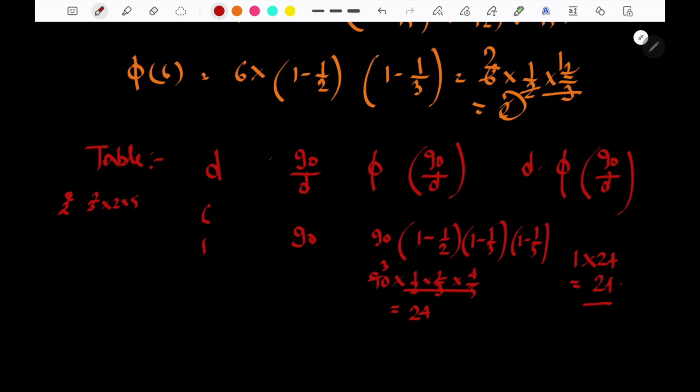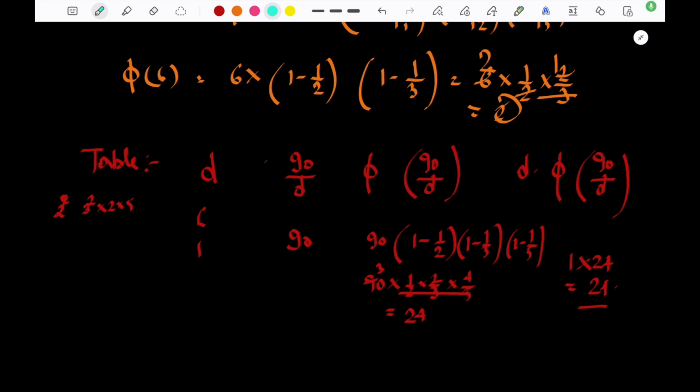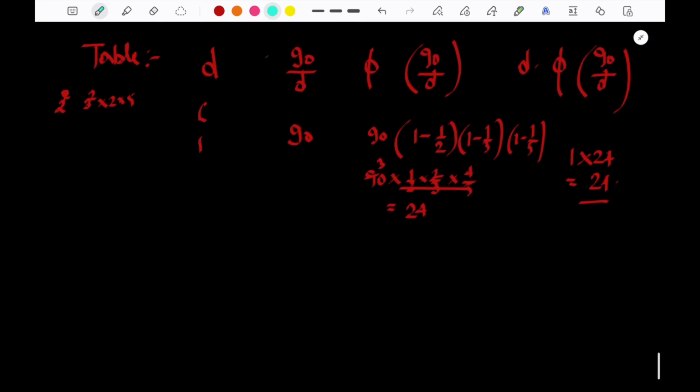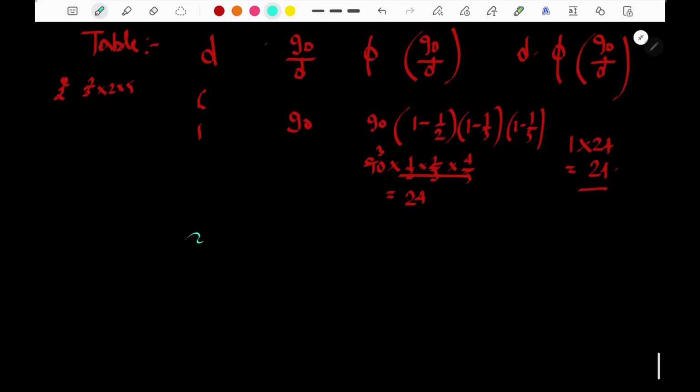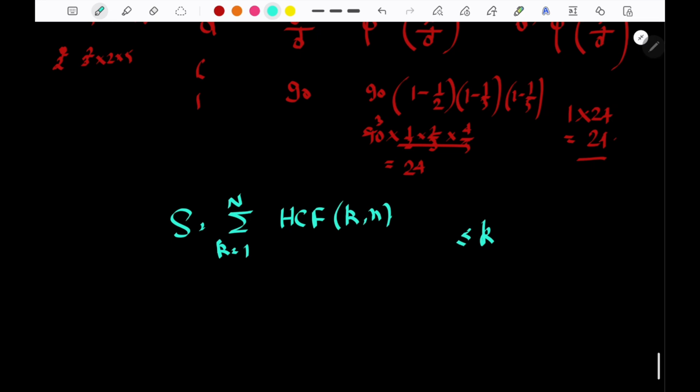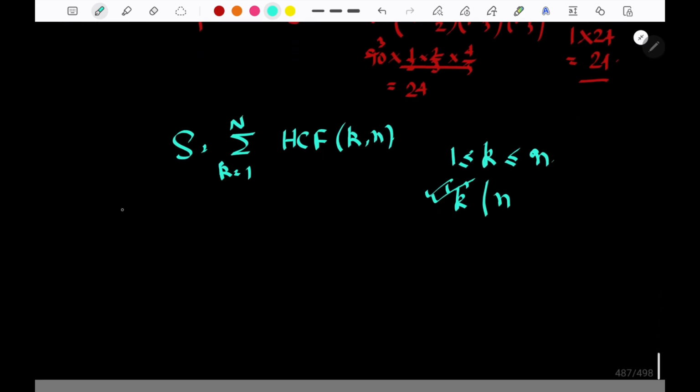Okay. But you will be asking, sir, why are we doing this? I will illustrate. Think of this way. See what basically we are finding. We are finding S is equal to summation of k is equal to 1 to n of HCF of k comma n. That is what we are finding. And for k lying from 1 to n, HCF of k comma n will be a divisor of n. That is true.